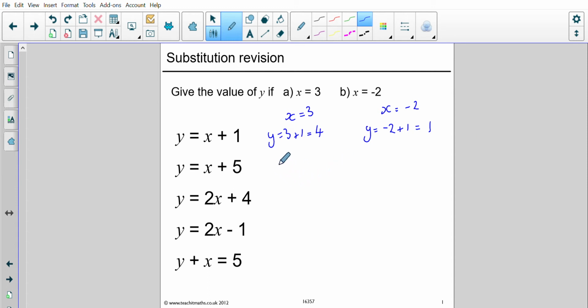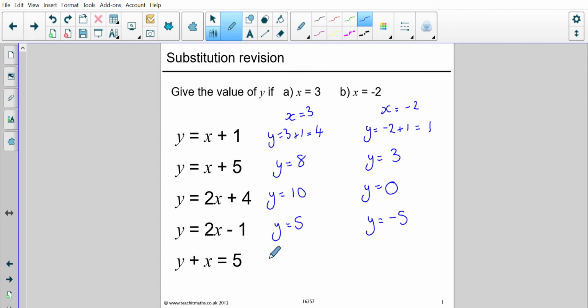Okay, so solutions are y equals 8, y equals 3. Y equals 2 times 3, which is 6, plus 4 is 10. Y equals 2 times minus 2, which is minus 4. Then we add 4, so y is 0. Y equals 2 times 3, which is 6. Take away 1 is 5. Y equals 2 times minus 2, which is minus 4, minus 1, minus 5.